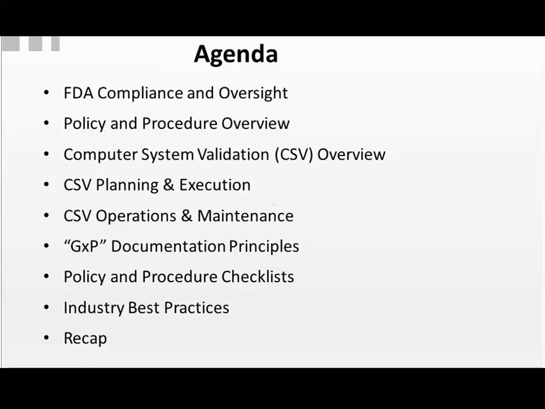This is a huge body of information. So we'll try to get through this very clearly and carefully as we go ahead. There are a number of slides here in this particular deck, but you'll have that as a reference point later on to go back. We're going to talk about FDA compliance and oversight, an overview of policies and procedures, computer system validation overview, and then we'll talk about planning and execution and operations and maintenance. We'll finally get to some GXP documentation principles, policy and procedure checklists, some industry best practices, and a recap followed by a Q&A.